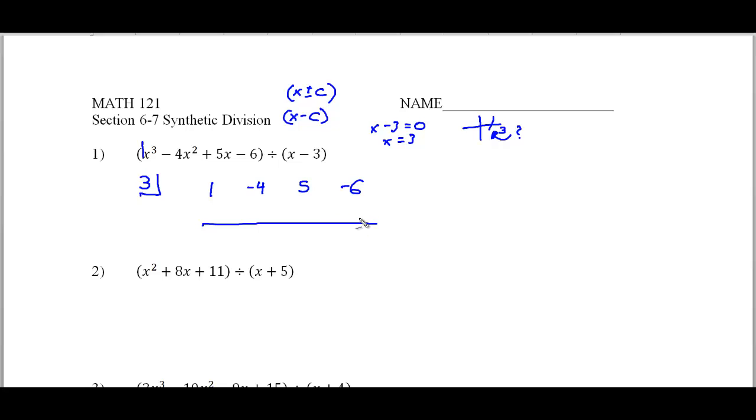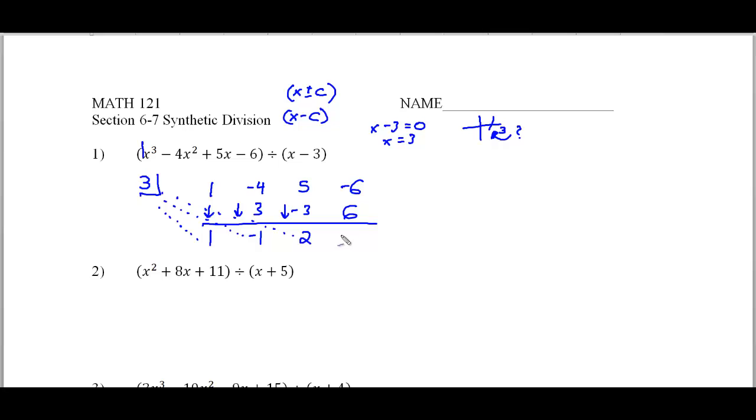In synthetic division, we drop the first number here and then go 3 times in this diagonal, 3 times 1, which makes 3. Add these up, -4 and 3 makes a total of -1, and then multiply this by 3 again. Anytime we go across from there, we're going to multiply. 3 times -1 is -3. Drop that. Put these together, that makes 2, and then we multiply the 3 and the 2, and that makes +6.